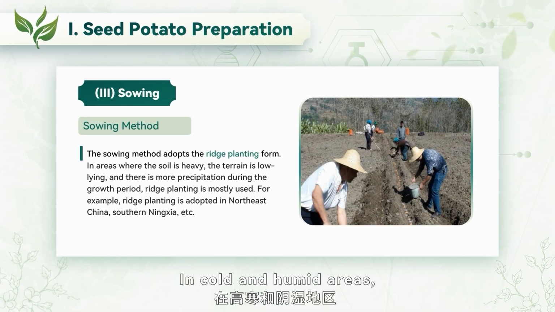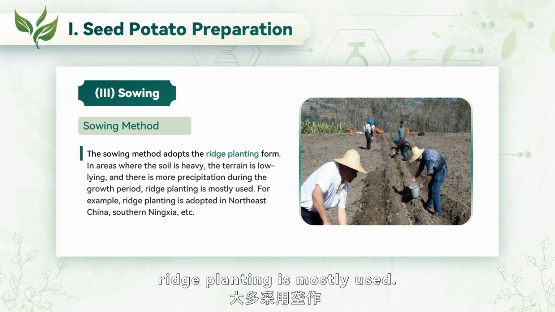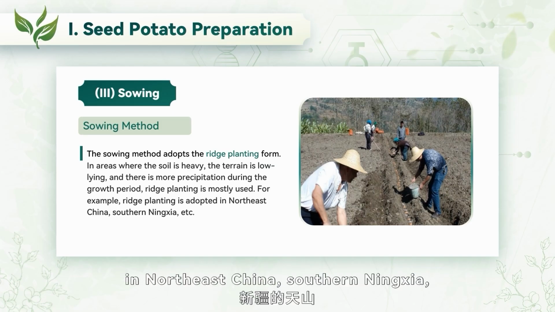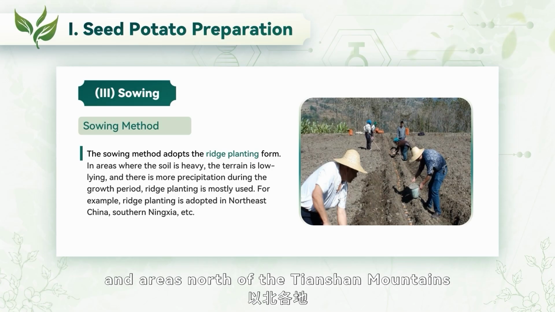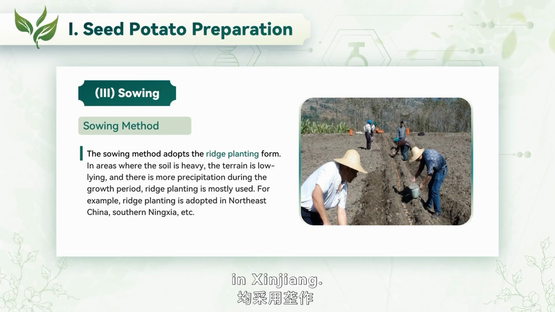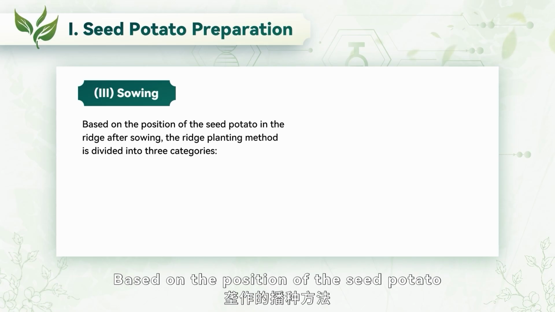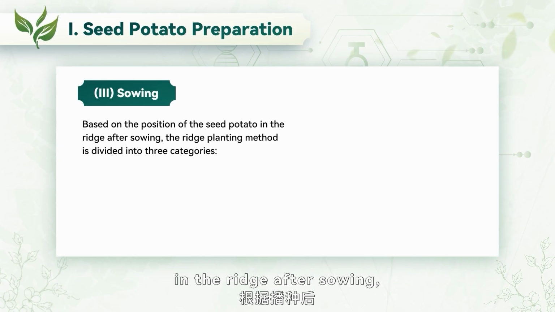In cold and humid areas, where the soil is heavy, the terrain is low-lying, and there is more precipitation during the growth period, ridge planting is mostly used. For example, ridge planting is adopted in northeast China, southern Ningxia, and areas north of the Tian Shan Mountains in Xinjiang. Based on the position of the seed potato in the ridge after sowing, the ridge planting method is divided into 3 categories.